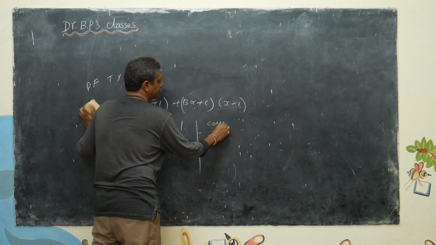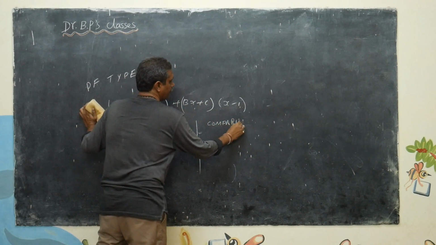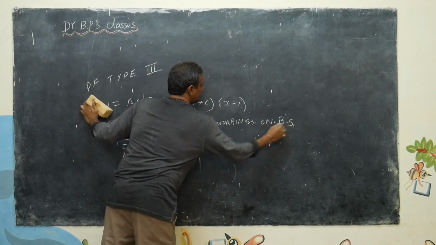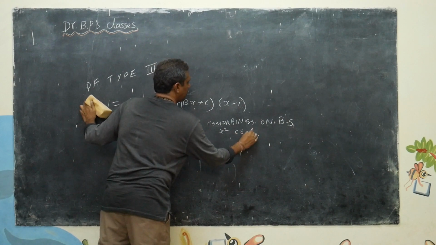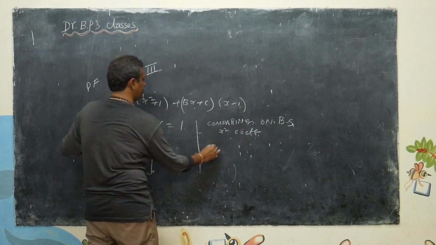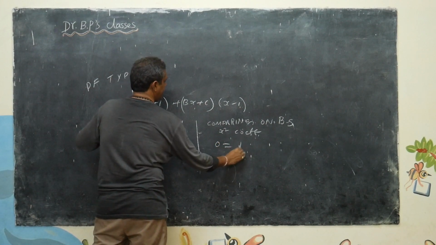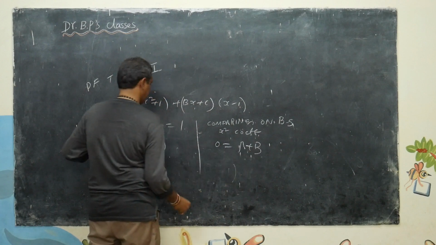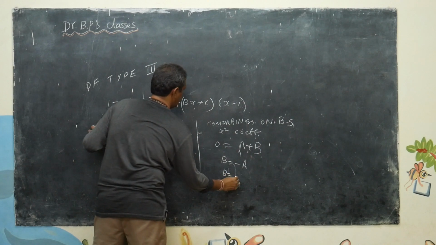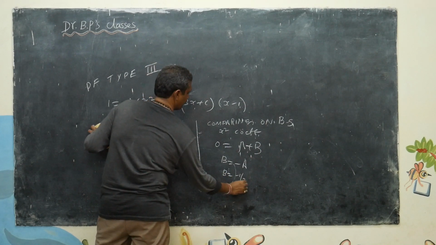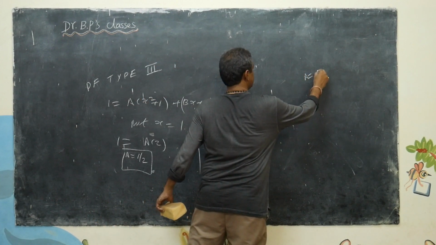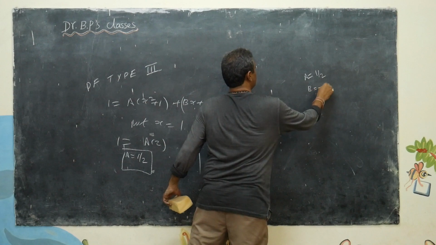Comparing on both sides the x square coefficient. So this side x square is there; on the other side, if it is not there, it means 0 is equal to who will come? A plus b. Already I know the a value, so b is equal to what? Minus a. So b is equal to minus 1 by 2. Right. Here who is a? A is equal to 1 by 2. B is equal to minus 1 by 2.